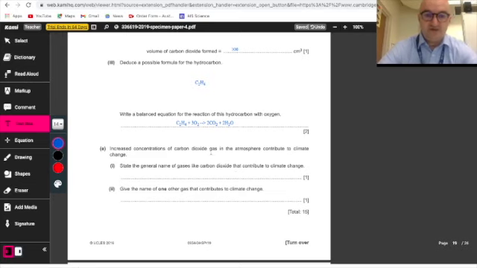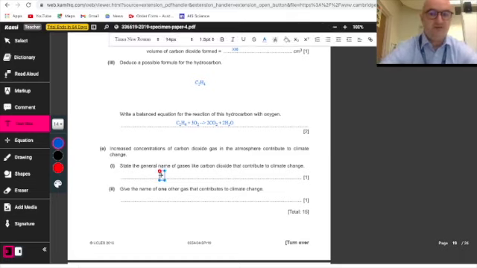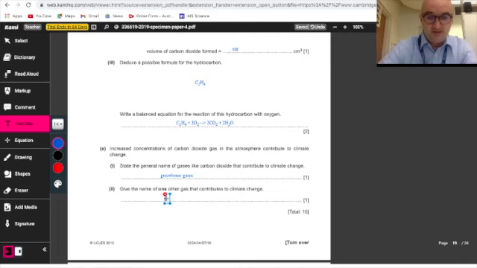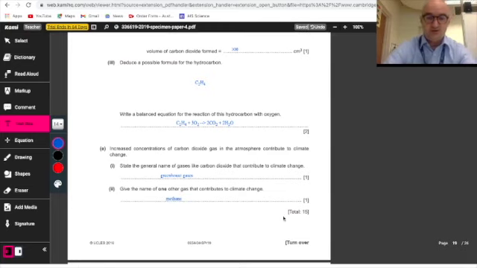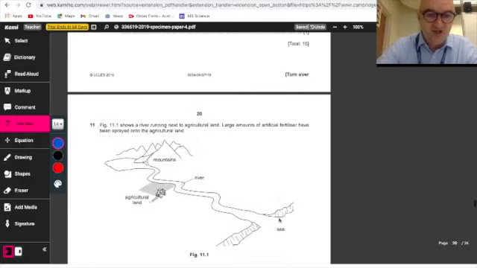Increased concentrations of CO2 in the atmosphere contribute to climate change. State the general name of gases like carbon dioxide that contribute to climate change. Greenhouse gases. Have they added anything else creative? No, they haven't. Give the name of one other gas that contributes to climate change. Let's have methane. Not just the exhaust from windbag politicians.